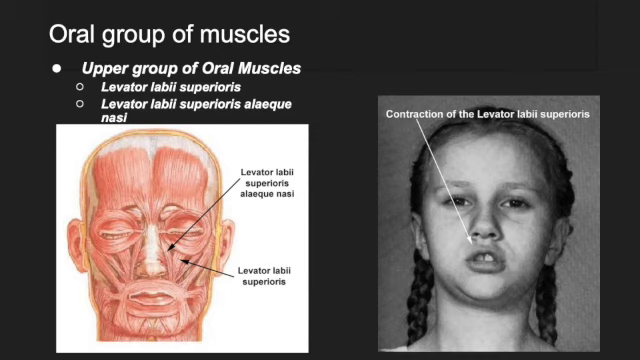So again, it says what it says. Don't get too confused with the terms here. Just understand what each of those mean, and then understand the motion that's going to happen when those muscles contract.